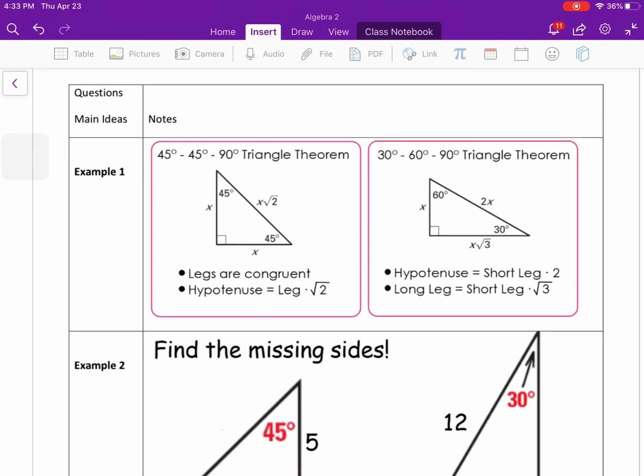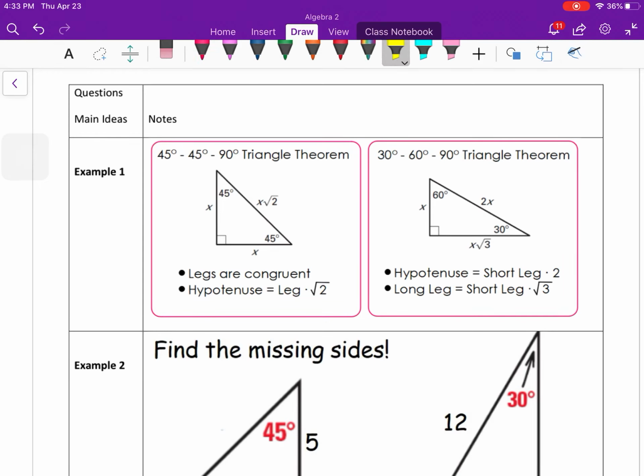So first, in the 45-45-90 triangle, what I want you to remember is that the legs are congruent. So that is, the two legs are the same. And then also that the hypotenuse is the leg times the square root of 2. So it's the square root of 2 times as big as the leg.